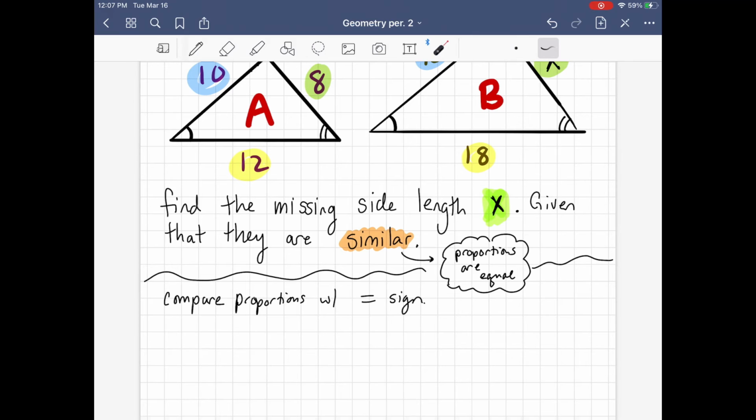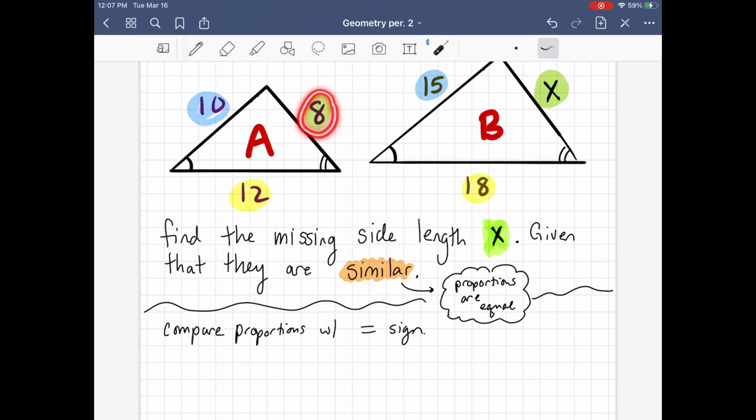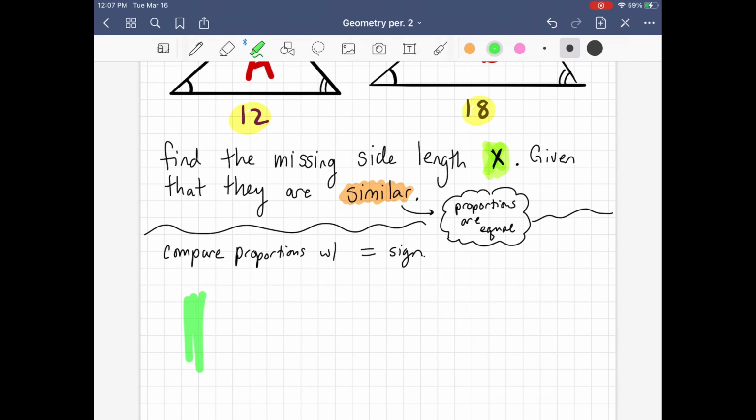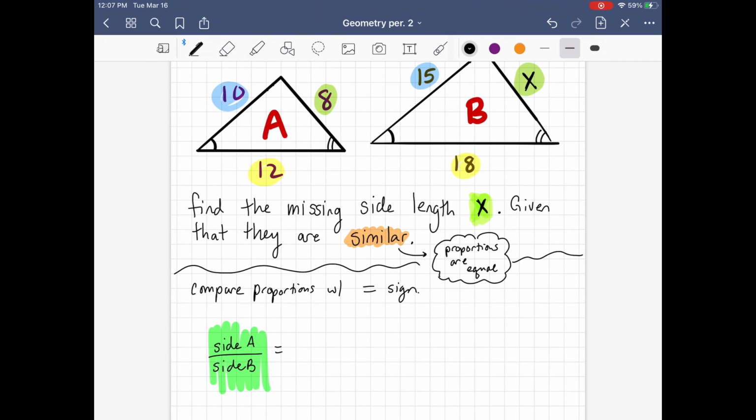All right, so we're just going to pick some sides. We're definitely going to use the green ones, the 8 and the x, because we're trying to figure out what x is. So I'm just going to write that side of A over that side of B. And we know that the side of A is 8. It's the green one up there. And the side of B is x.